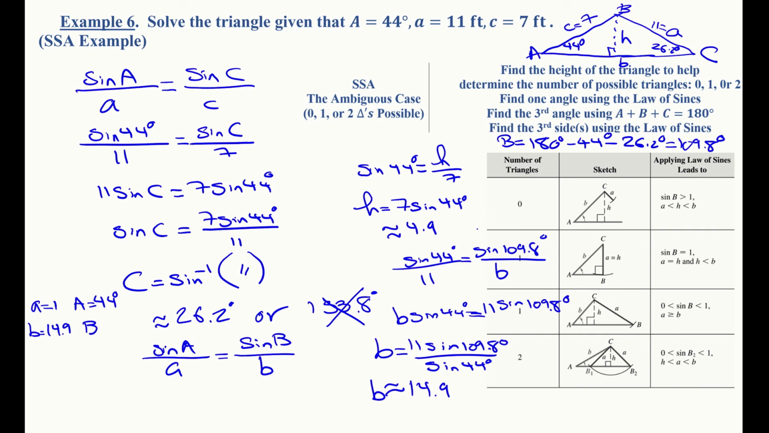And capital B is 109.8 degrees. Lowercase c is 7, and uppercase C is, as we discovered earlier, 26.2 degrees. And of course those should have feet next to them. I just ran out of space.